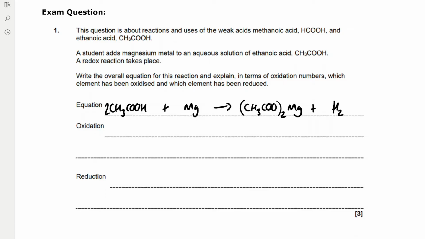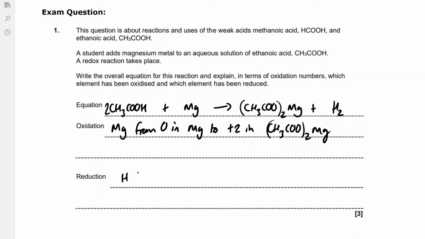So if we have a look at what could be changing oxidation number, magnesium is going from an element on its own to an ion. So it's going to be oxidized from 0 in elemental magnesium to +2 in magnesium ethanoate. And then hydrogen has been reduced from +1 in ethanoic acid to 0 in hydrogen.